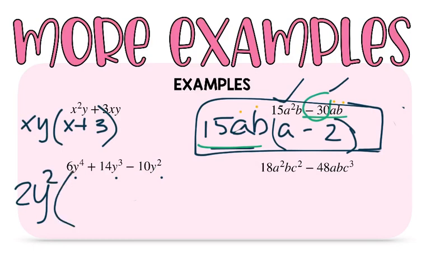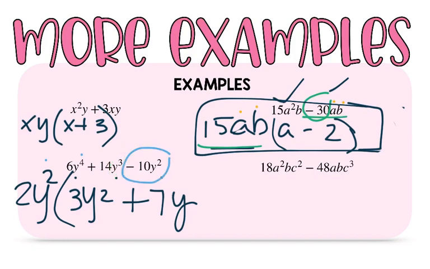Well, 6 divided by 2 is 3. Y to the 4th divided by y squared is y squared. And my next term, 14 divided by 2 is 7. Y cubed divided by y squared is y. And I'm done with that term. Last term, negative 10. Let's just do the number. Negative 10 divided by 2 would be negative 5. And y squared divided by y squared, those would just cancel. And so that would be my final answer.